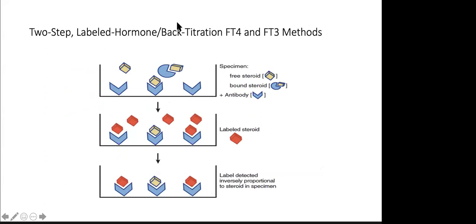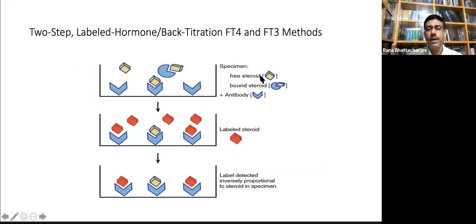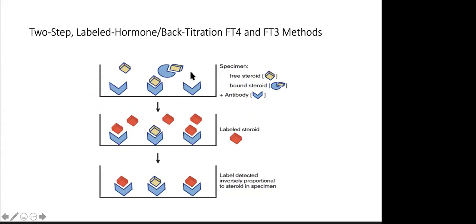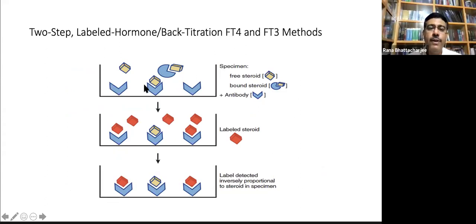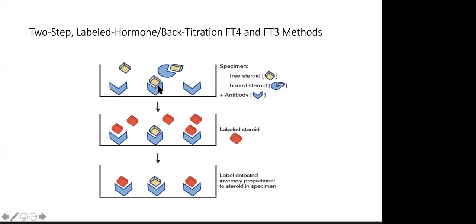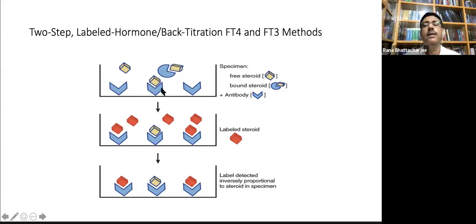What is that? This is one example of a two-step assay. Here, the solid matrix is coated with antibodies, just like the competitive immunoassay that I have discussed earlier. It is designed in such a way that it cannot bind to the hormone which is bound to its binding proteins. Like if it is an anti-T4 antibody, it cannot bind with total T4, that is the T4 that is bound to either TBG or albumin or transthyretin, but it binds only with free hormone.